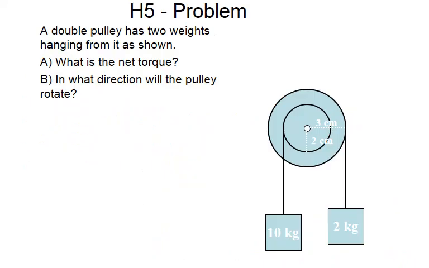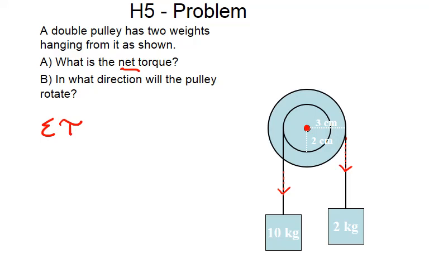Now we're going to take a look at a double pulley that has 2 weights hanging from it. And we want to find out what the net torque is. So the axis of rotation is right here in the middle. And these two wheels are interconnected, where the 10 kilogram mass is pulling on it to try to make it go this way, and then the 2 kilogram mass wants to make it go this way. So we want to find the net torque of these, and we want to figure out what direction the pulley will rotate.